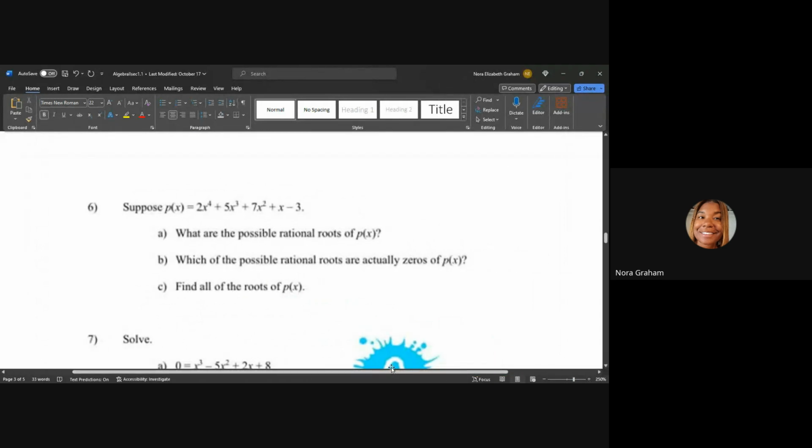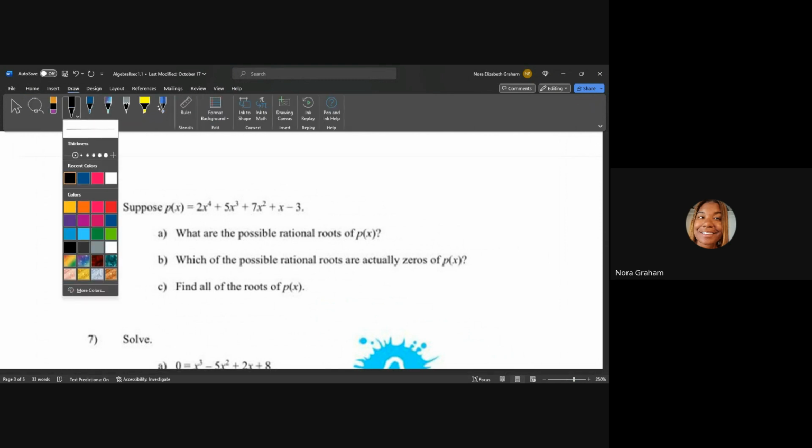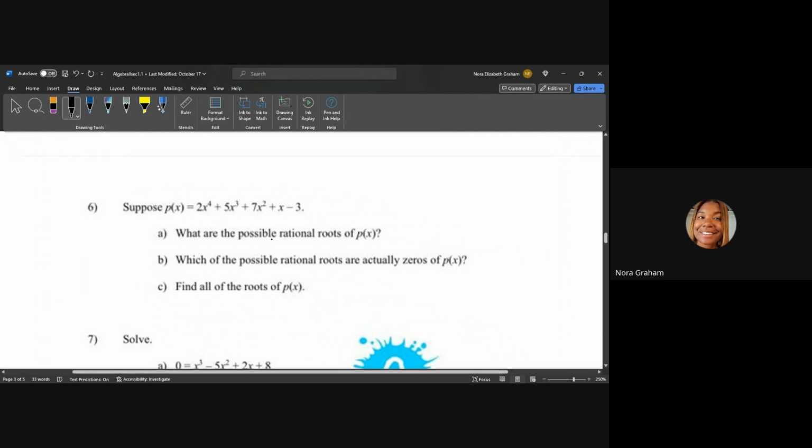All right, so for 6, it says suppose p of x equals 2x to the fourth plus 5x to the third plus 7x squared plus x minus 3. For question A, they want us to see what are all the possible roots for p of x. So we just want to list out all the possible roots. To do that, we have to do p over q, right? And our constant is going to be our p. And then the leading coefficient for our variable with the highest degree is going to be our q.